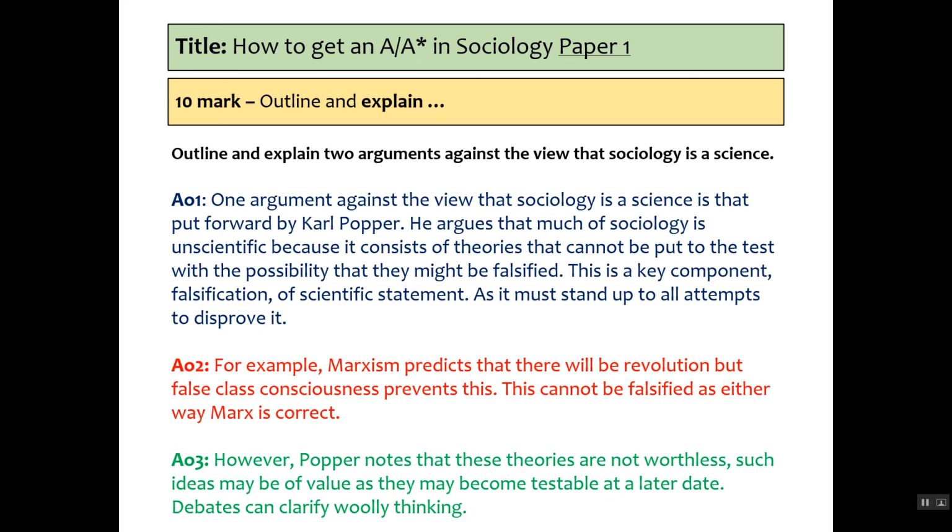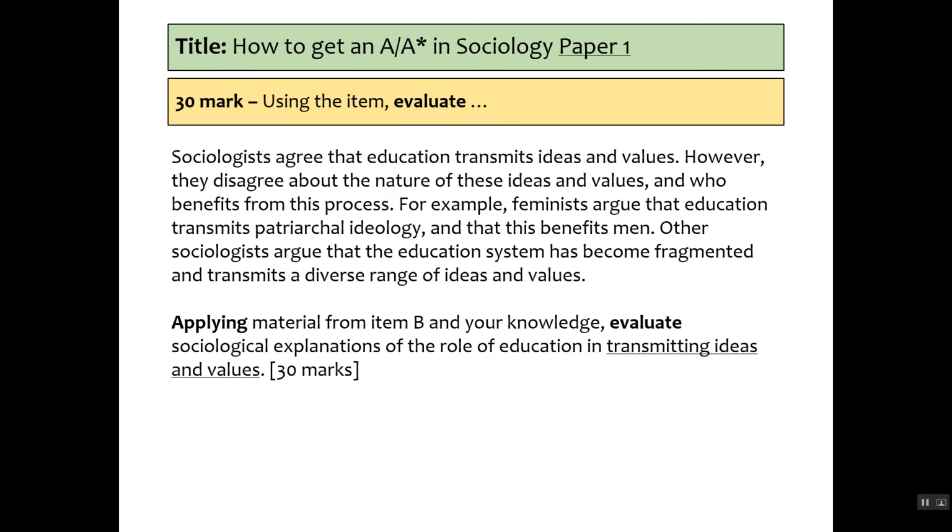So a model answer looks like this: AO1, AO2, AO3. You can see that my chain of reasoning clearly explains how Marxism predicts, how it clearly applies, how sociology is not a science, and it applies the statement that I've given as my AO1.